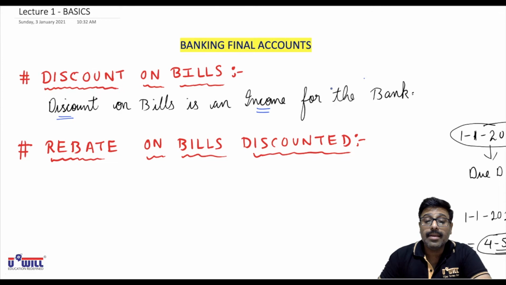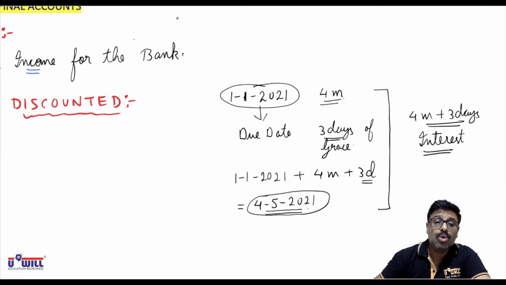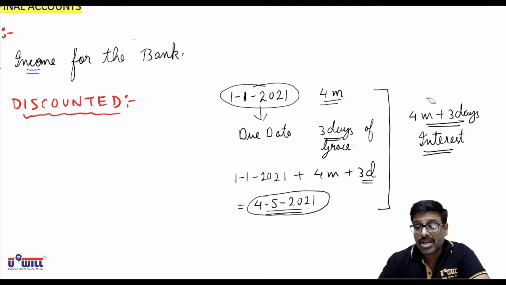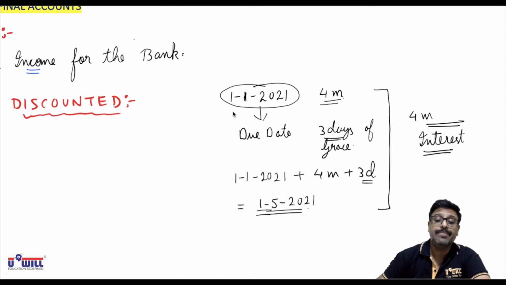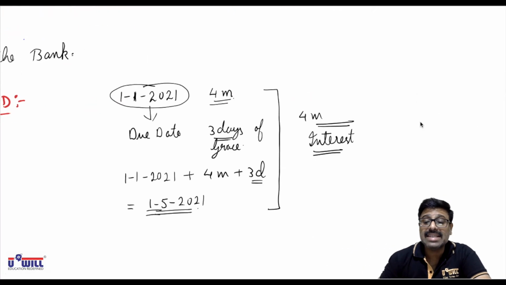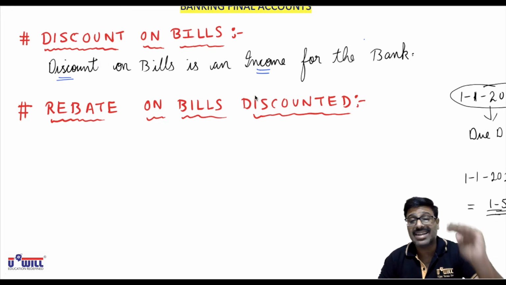But if I ask you the question, suppose you ignore 3 days, just for simplicity. And let us say that the bill matures on 1st of May itself, just to understand the concept. So 4 months interest will be charged by the bank, from January to May. Now if I ask you the question, is this entire 4 months interest an income for the bank of the current year?